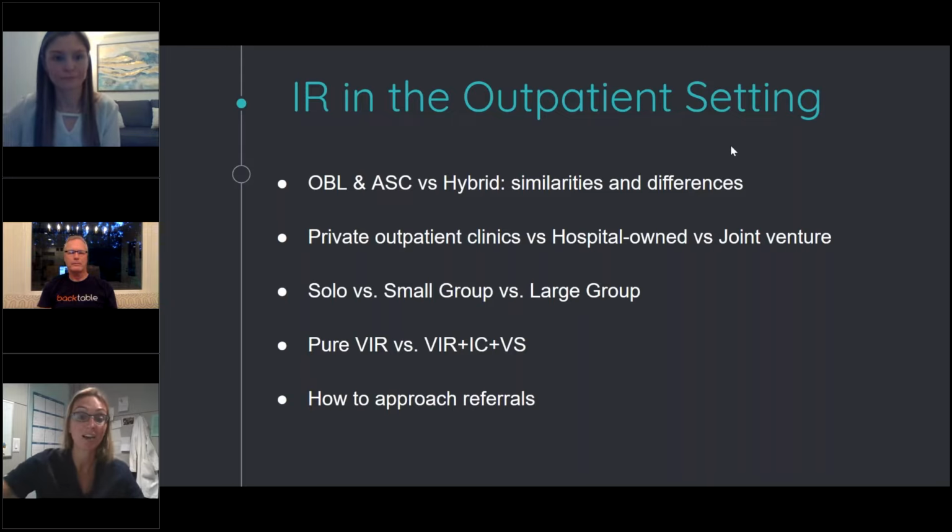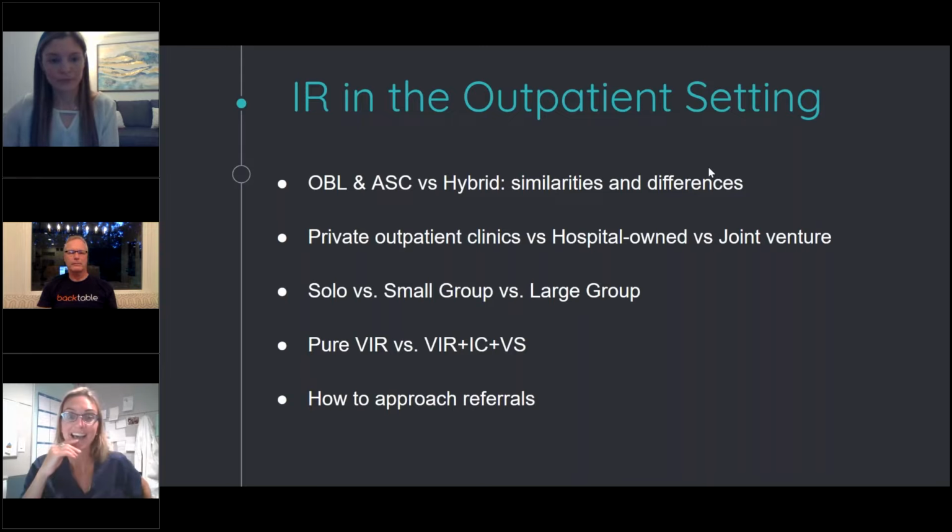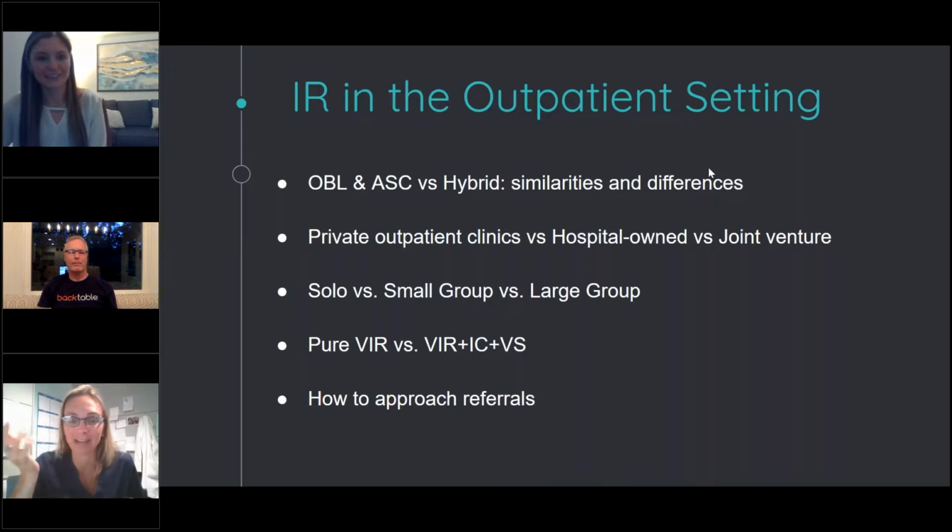Pure VIR, I think combined is great, but I've always been a fan of other fields. Having said that, I've never had to be in the cath lab with an IC or VS. People are always like, you're so fast, you're so good at getting into things, and I'm like, I'm not really that special. So I do wonder how different other fields are.